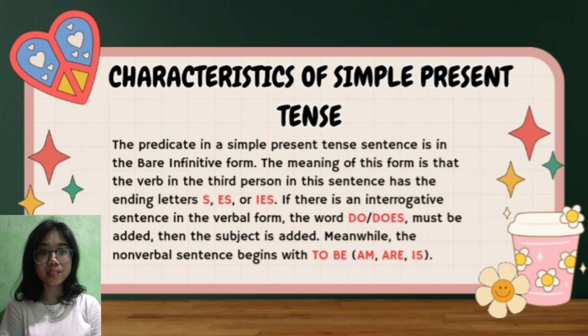Characteristics of simple present tense. The predicate in a simple present tense sentence is in the bare infinitive form. The meaning of this form is that the verb in the third person in this sentence has the ending letter s, es, or ies. If there is an interrogative sentence in the verbal form, the word do or does must be added, then the subject is added. Meanwhile, the nonverbal sentence begins with to be: am, are, is.